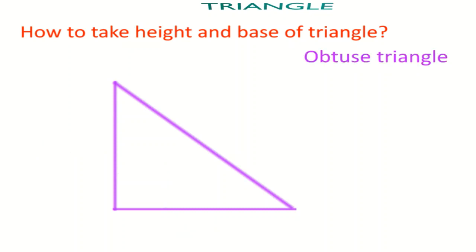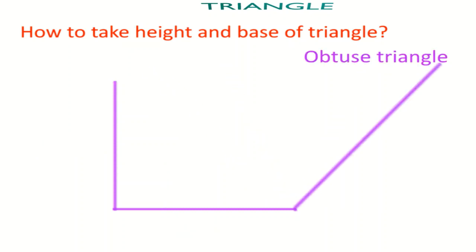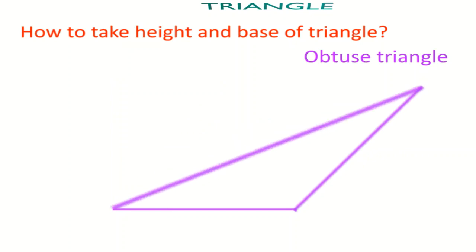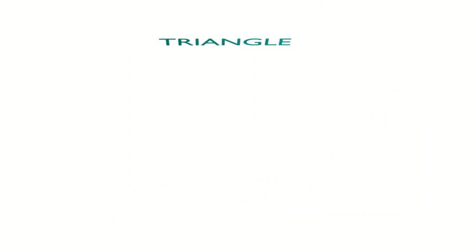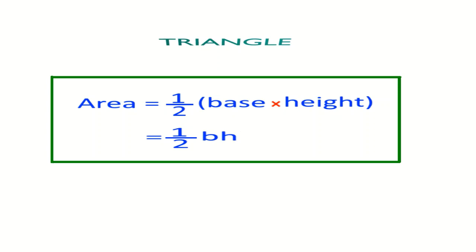Next, obtuse triangle. A triangle where one of the internal angles is obtuse, which means greater than 90 degrees. This is the base and height. In all these triangles, area is half of base into height. Now we can look at the next shape, that is parallelogram.